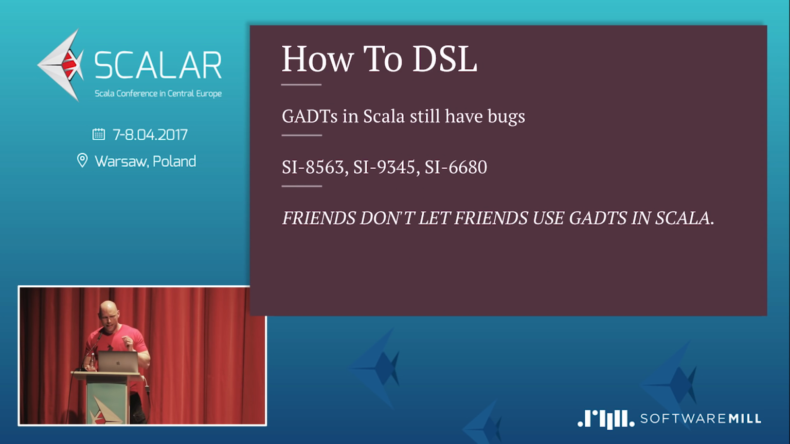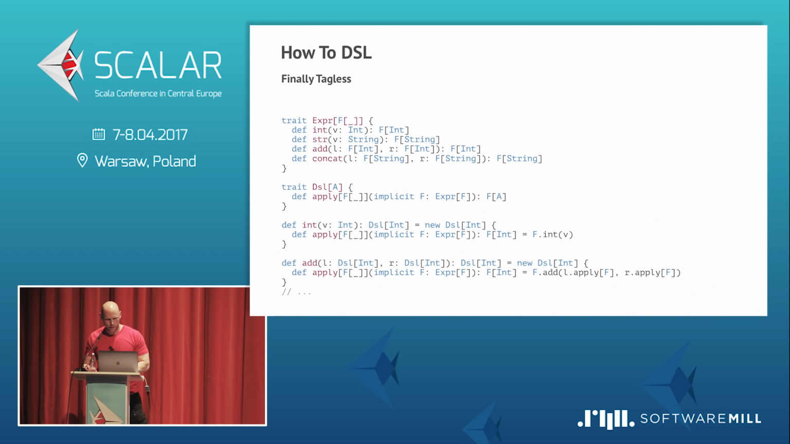So if we want to achieve the benefits of GADTs without running into all these edge cases in the compiler, how are we going to do it? Turns out there's a solution, and it's very simple. It's called finally tagless. In finally tagless, instead of building a data structure, we build what amounts to a type class that describes the operations supported by our DSL.